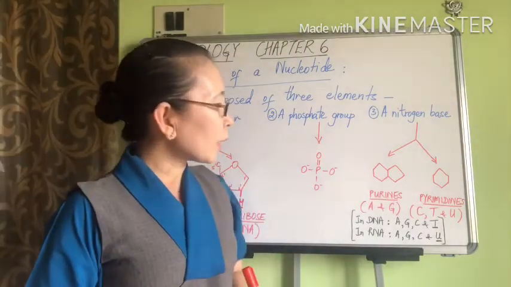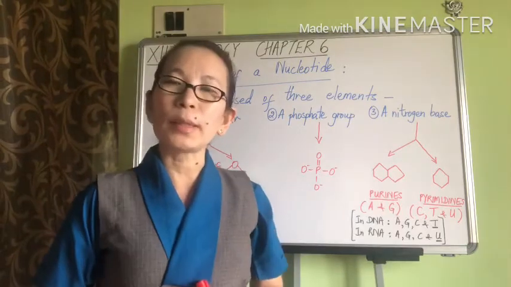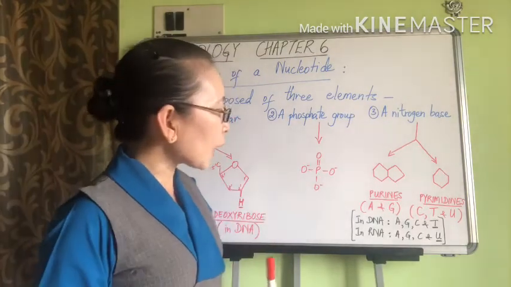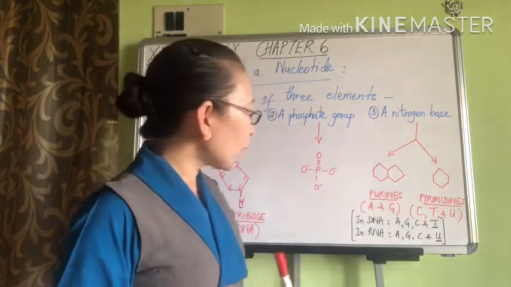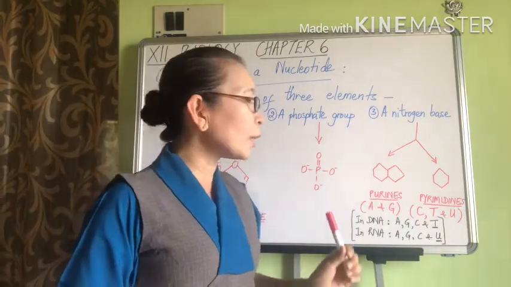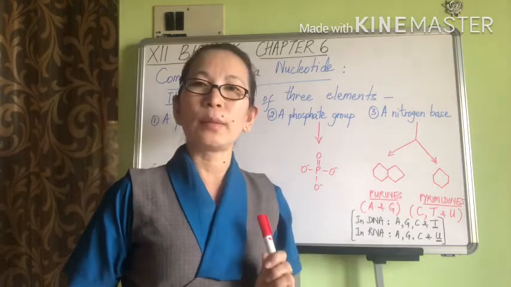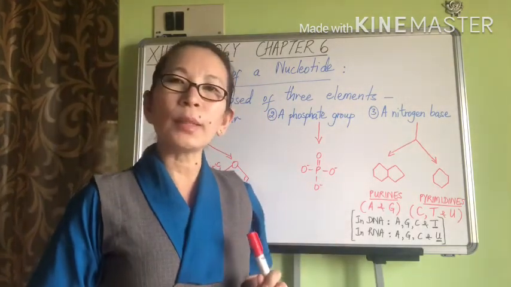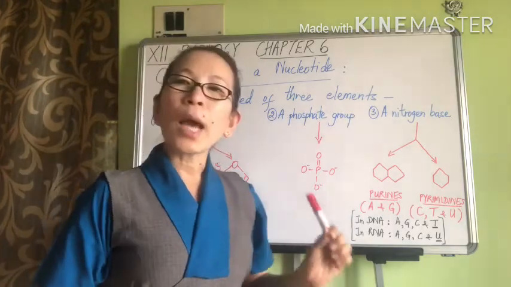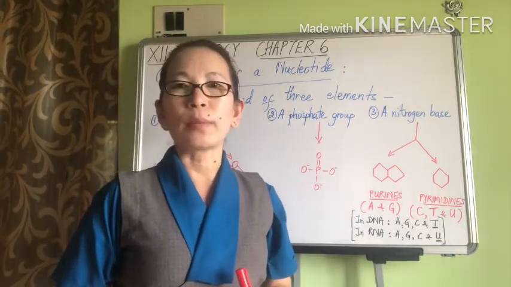Both DNA and RNA have 4 nucleotides each. In DNA, it has adenine, guanine, cytosine, and thymine, while in RNA, it has adenine, guanine, cytosine, and uracil. So the difference between DNA and RNA in terms of nitrogen base is that in RNA, thymine is replaced by uracil.